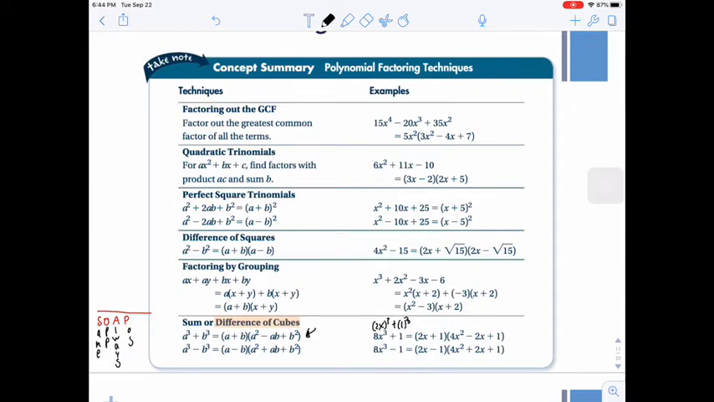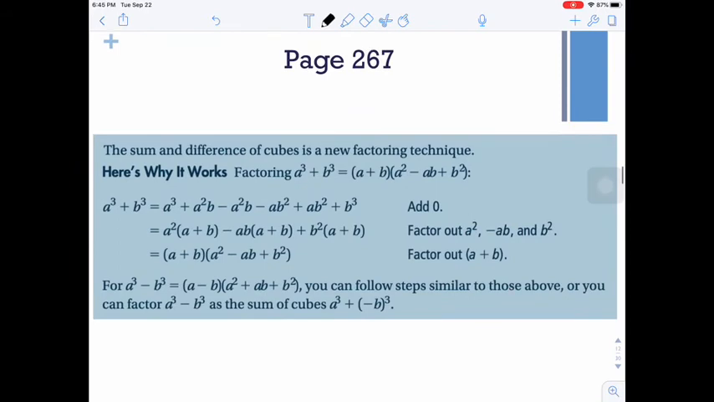And there's no way that we're going to use an x box or show all the work for this, but I will still go over why it works. So I'm not just going to say here's a formula, use it. On page 267 we have why it works.